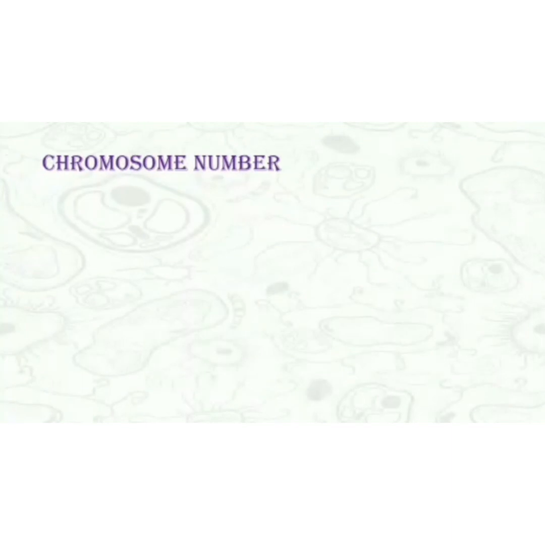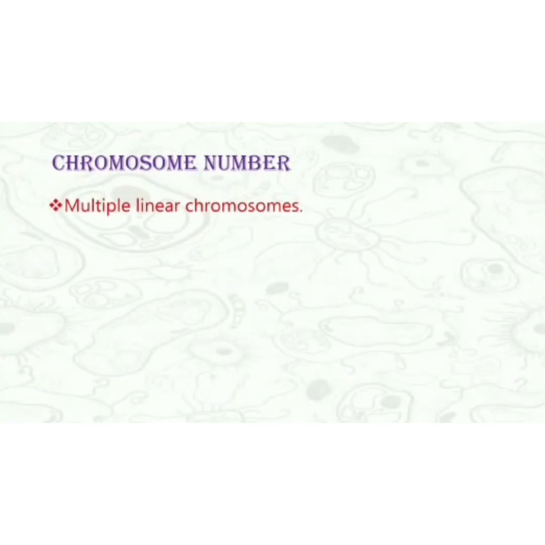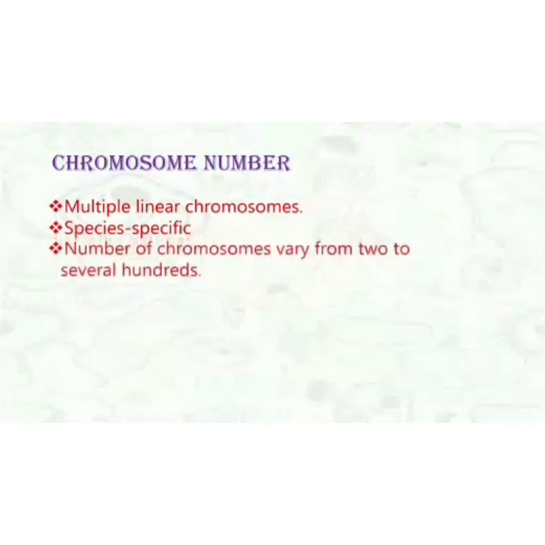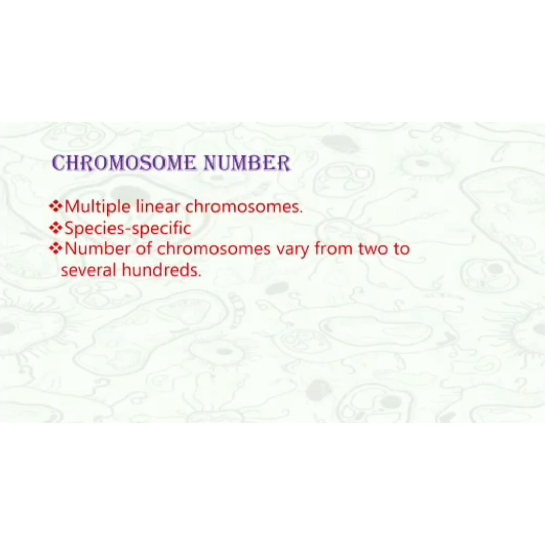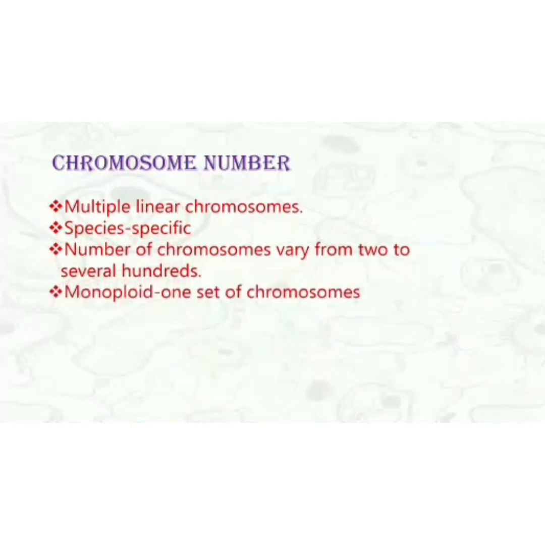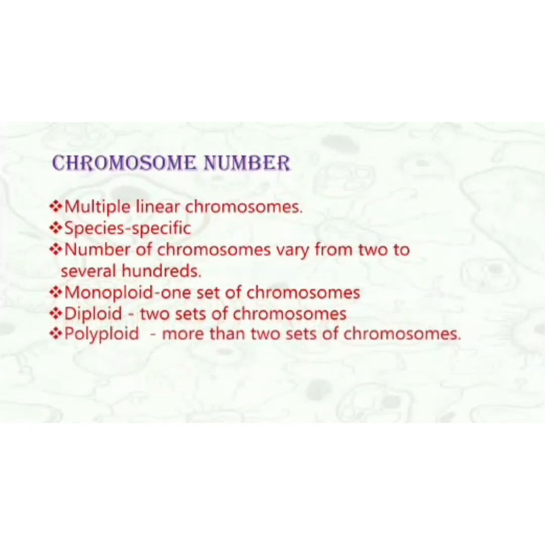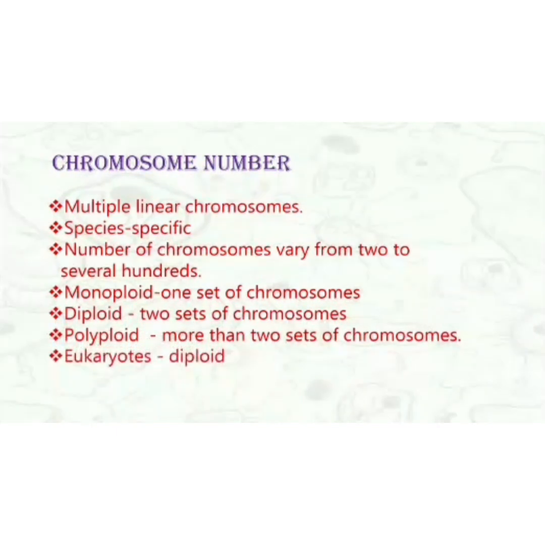Chromosome number. All eukaryotic cells have multiple linear chromosomes. Chromosome number in eukaryotes is species specific. Every species maintains a characteristic number of chromosomes. Depending on the eukaryotic organism, the number of chromosomes varies from 2 to several hundreds. Eukaryotes can be monoploid having one set of chromosomes, diploid having two sets of chromosomes, and polyploid having more than two sets of chromosomes. The majority of eukaryotes are diploid.